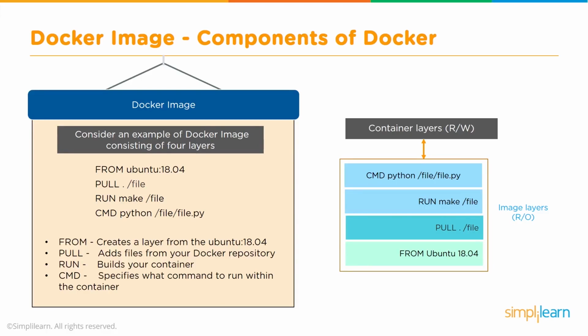So to break this down, the FROM creates a layer which is based on Ubuntu. And then what we're doing is we're adding in files from the Docker repository onto that base layer. And then what we want to be able to do is say, okay, what are the RUN commands so we can actually build the container within the environment. And then we want to have a command line that actually executes something within that container. And in this instance, the command is to run Python.